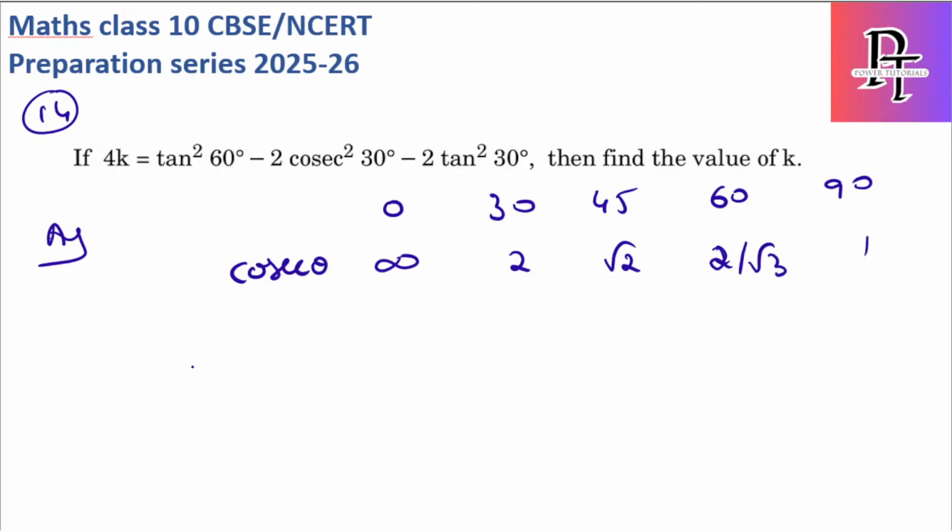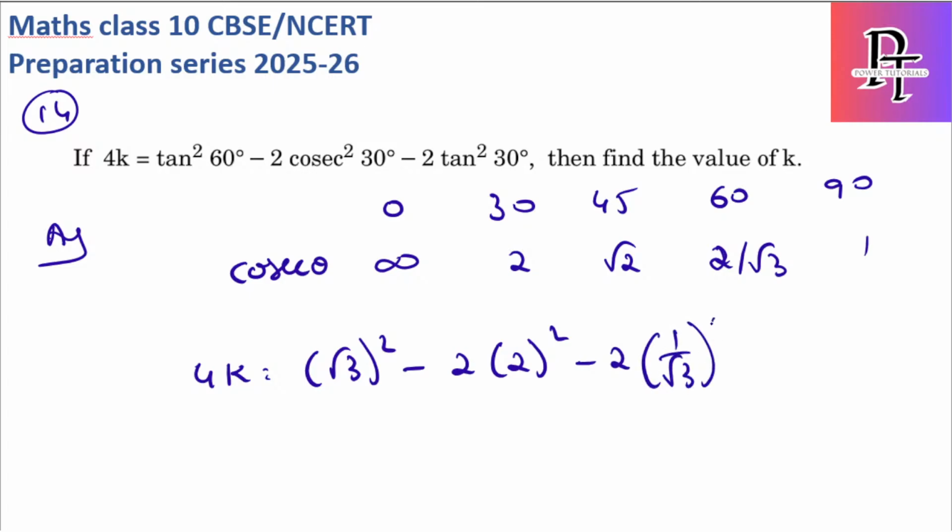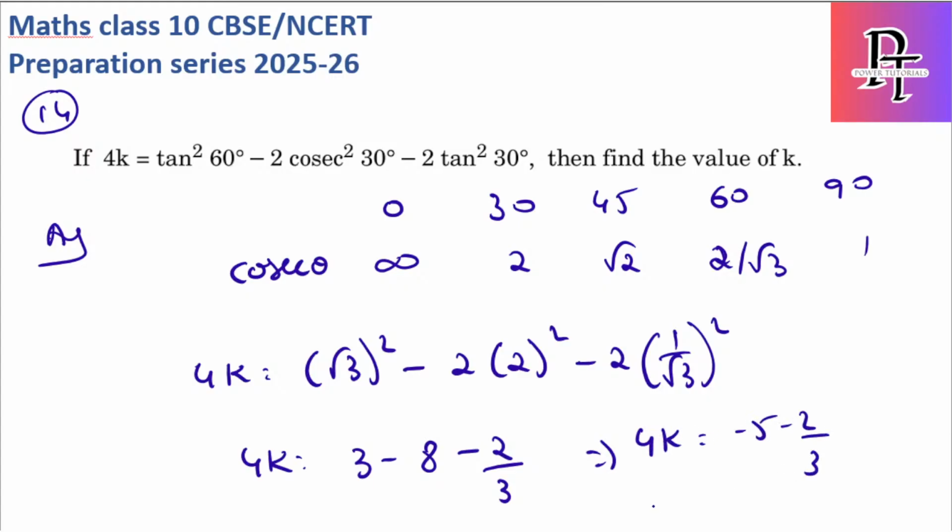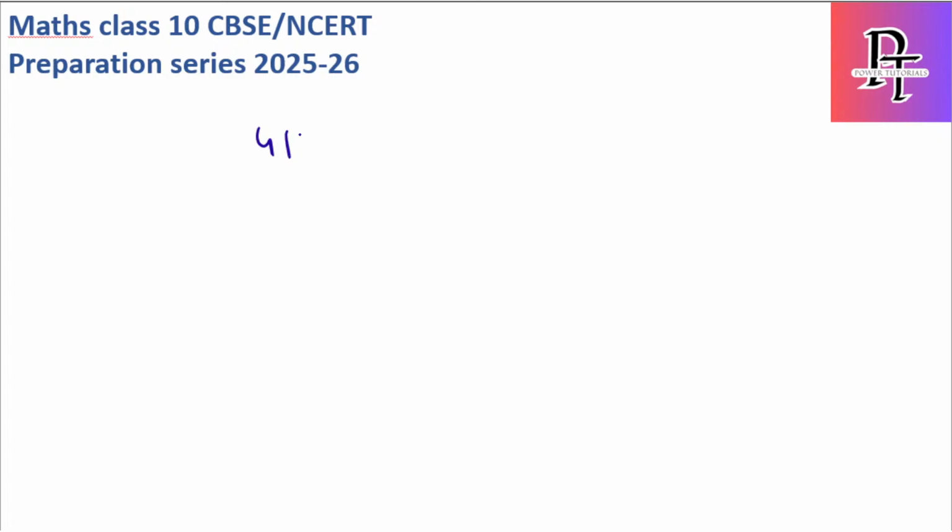Okay, now let's go to the question. 4k is equal to tan square 60. Tan 60, I told you, is root 3, minus 2 into cosecant 30 is 2 whole square, minus tan 30 is 1 by root 3. So root 3 whole square is 3, minus 2 fours are 8, minus 2 by 3. So 4k is equal to 3 minus 8, which is minus 5, minus 2 by 3. So 4k is equal to minus 15 minus 2 by 3, so 4k is minus 17 by 3, or the k value is minus 17 by 12.